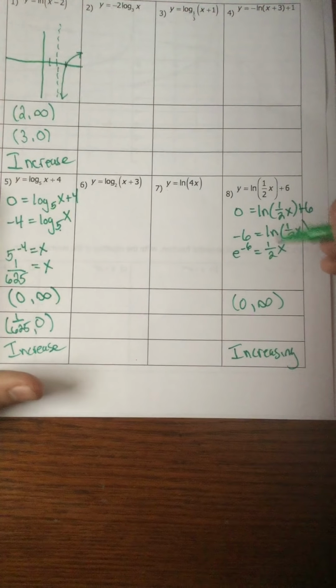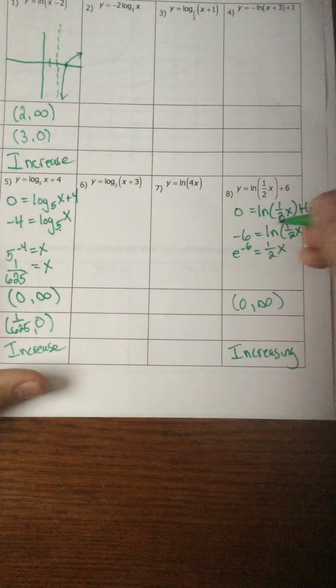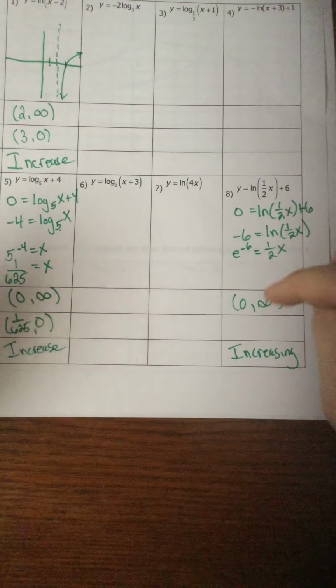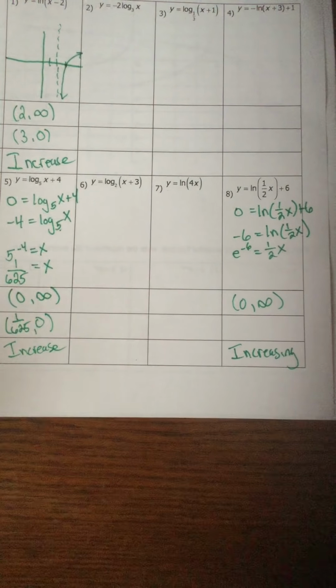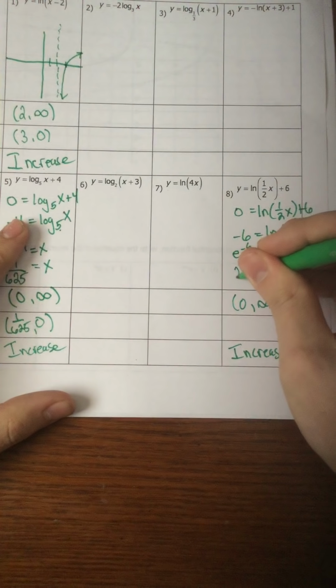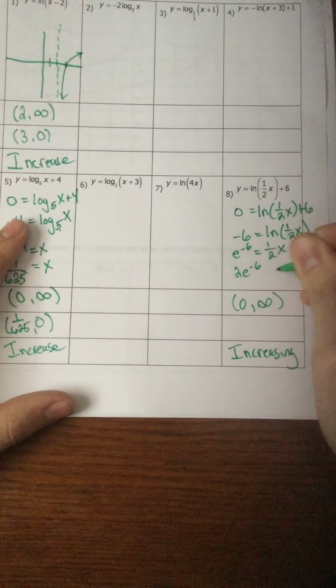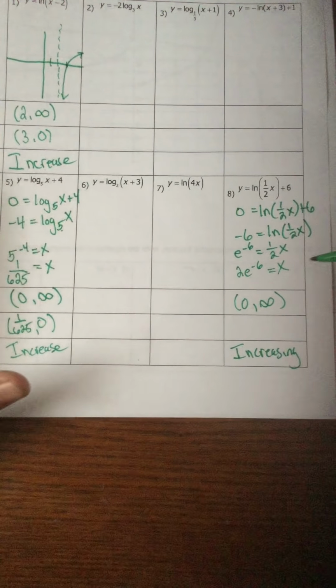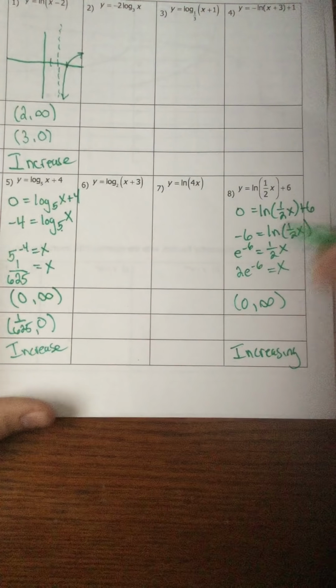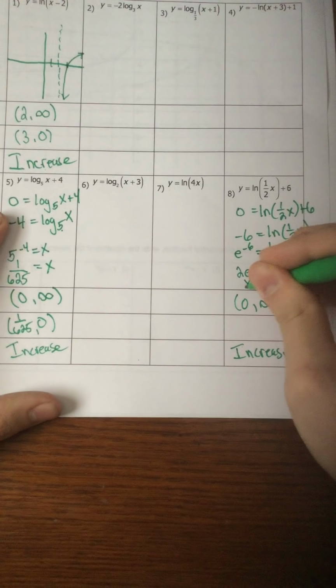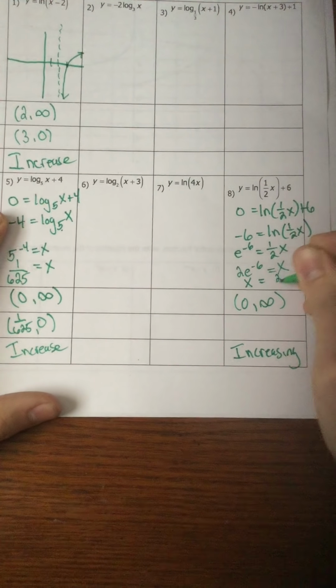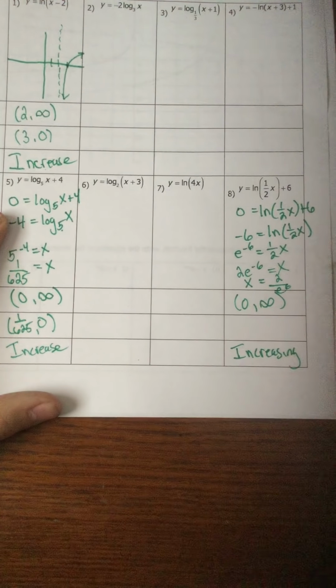All right, what else do we got? Well, we have to divide both sides by 1/2. Dividing both sides by 1/2 is the same as multiplying by 2. So we are going to get 2e to the negative 6 is equal to x. So we have that. You can clean this up a little bit, hopefully you recognize, because this is the same as 2 over e to the 6.